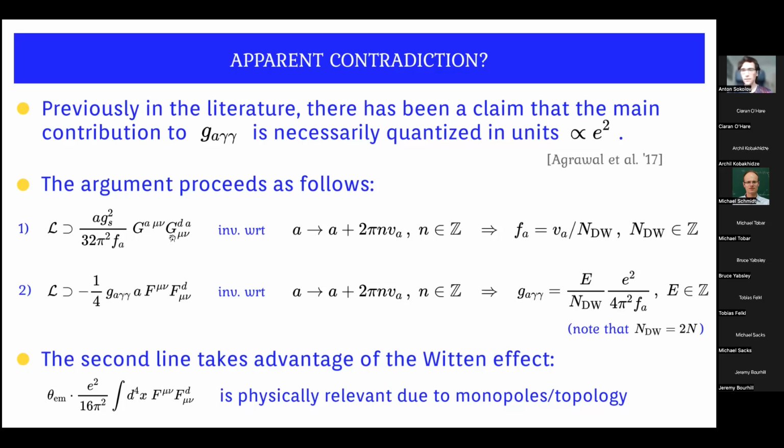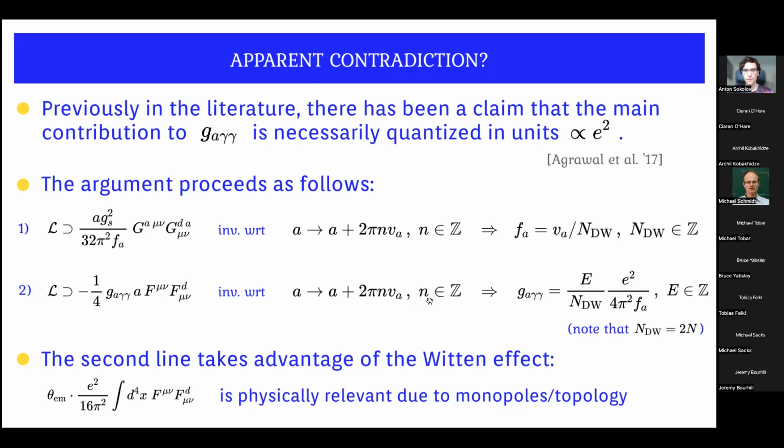so basically the idea is that if you consider F F dual in the normal formalism, then you shift the axion field. What you get is that the axion-photon coupling is like this electromagnetic anomaly coefficient divided by the domain wall number times this E squared, so times, say, the normal contribution to the coupling. This means that the axion-photon coupling is quantized in units proportional to the electric charge squared.